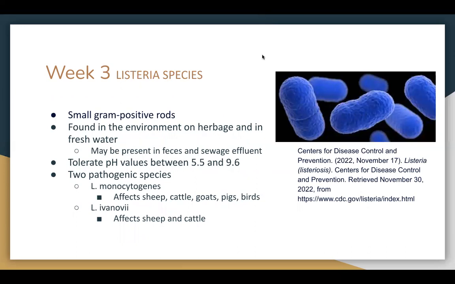The Listeria species are small gram-positive rods, and they are found in the environment on herbage and fresh water. They may be present in feces and sewage effluent. Their tolerated pH values are between 5.5 and 9.6, and there are two pathogenic species: Listeria monocytogenes, which affects sheep, cattle, goats, and birds, and Listeria ivanovii, which affects sheep and cattle.